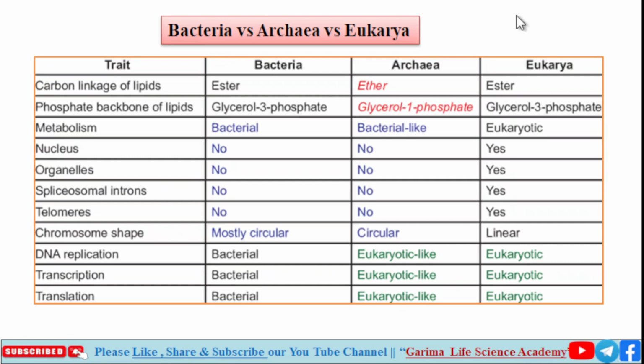And in the last we saw the difference between bacteria, archaea and eukarya, and we saw the differences and some common similarities between bacteria, archaea and eukaryotes. Bacteria is not similar to eukarya, but in some features archaea is closer to eukarya, and in some features eukarya is also similar to bacteria. So we saw all these differences in this lecture.